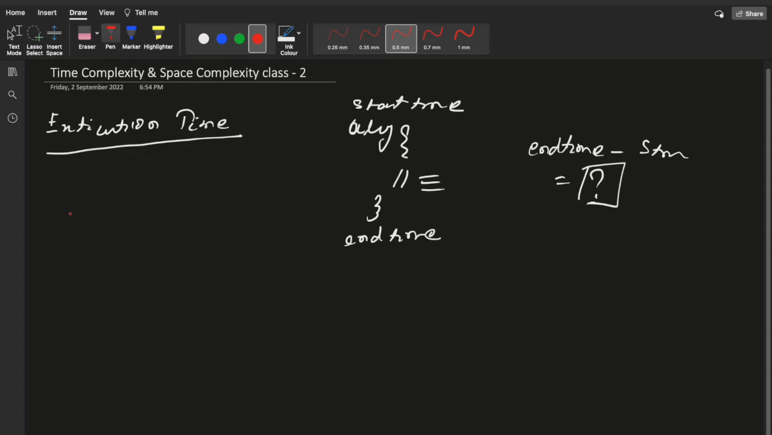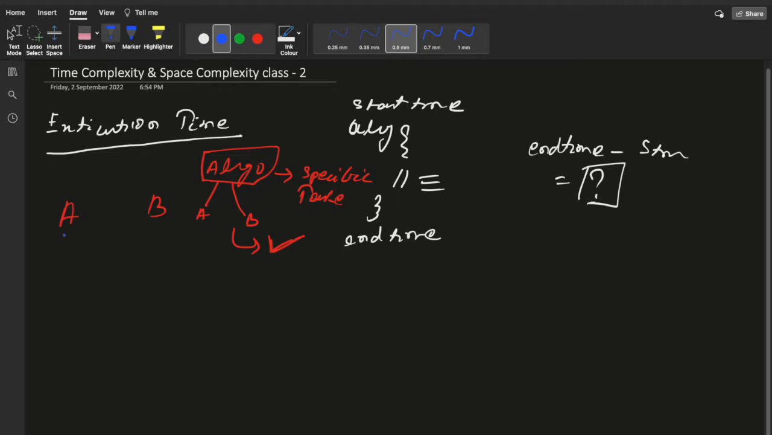Let's take one example. In a class there are two friends, A and B, and they have one assignment: to write one algorithm which will do some specific task. They wrote this algorithm in different ways, but the output is coming correctly. A ran his algorithm on his machine, which takes 10 seconds. B also ran his algorithm on his machine, which takes 20 seconds.